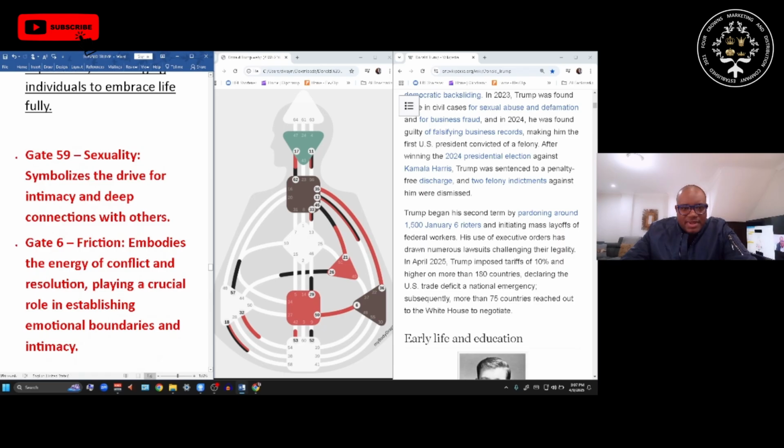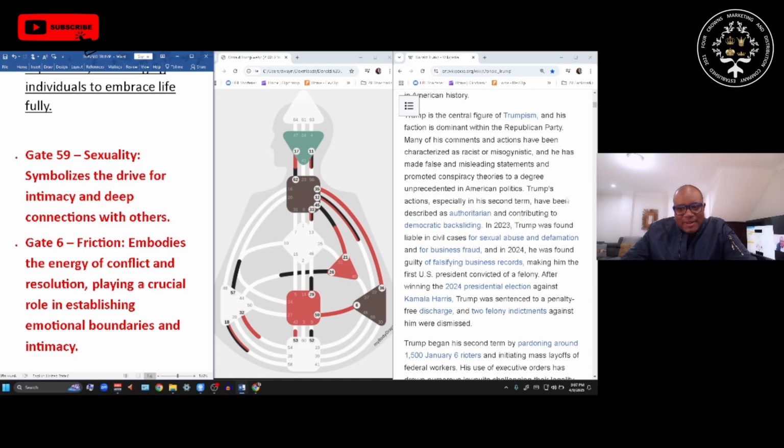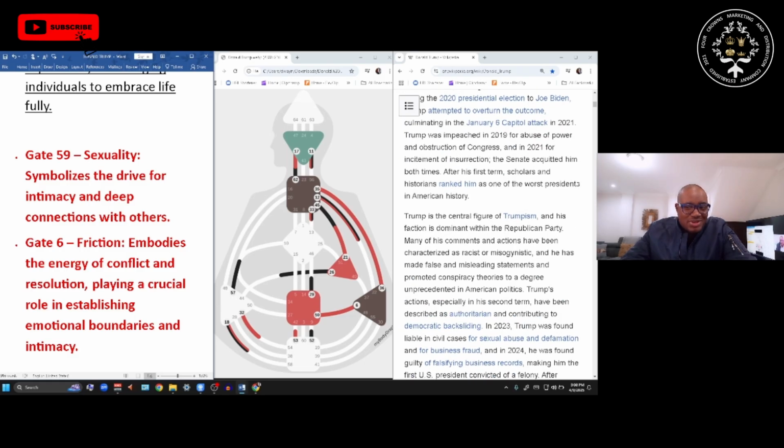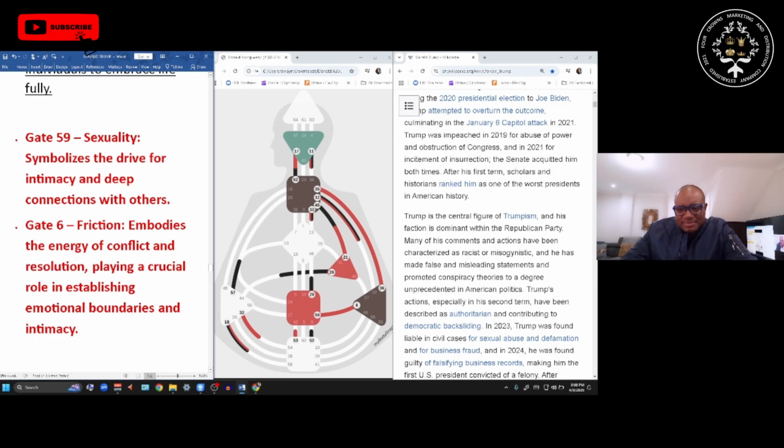And then 59, sexuality, symbolizes the drive for intimacy and deep connections with others, but it also is connected to that 6th gate of friction. It embodies the energy of conflict and resolution, playing a crucial role in establishing emotional boundaries and intimacy. We spoke about that earlier with some of those charges of sexual abuse. Interesting. And I remember those stories of the prostitute and all of these different things, right? So there is definitely a strong drive there, and that strong drive is connected to that 6th gate, which leads to friction and conflict. So yeah, I know how you feel about that.